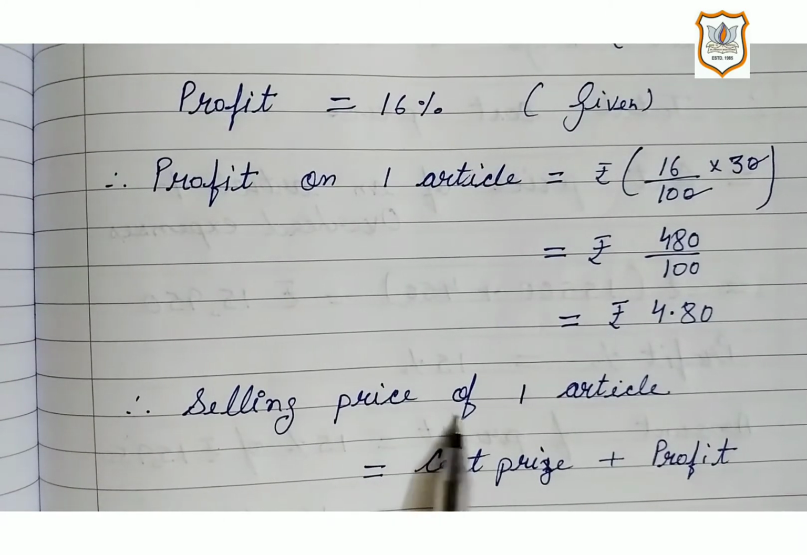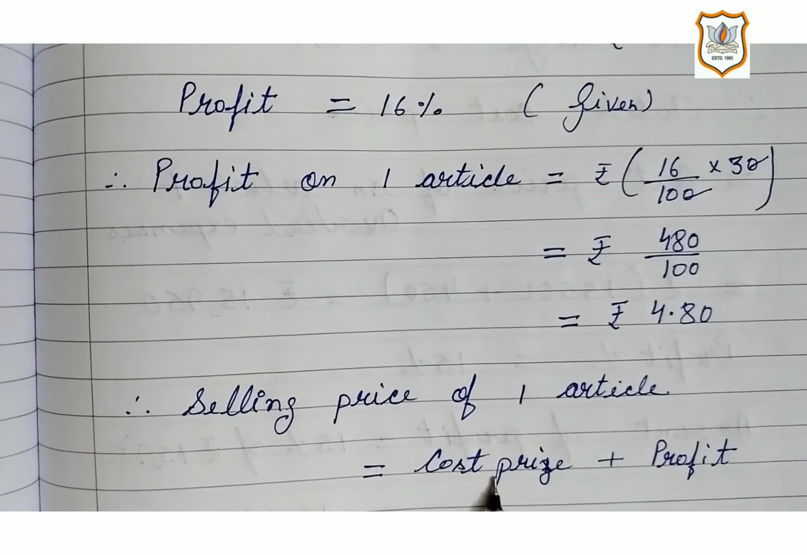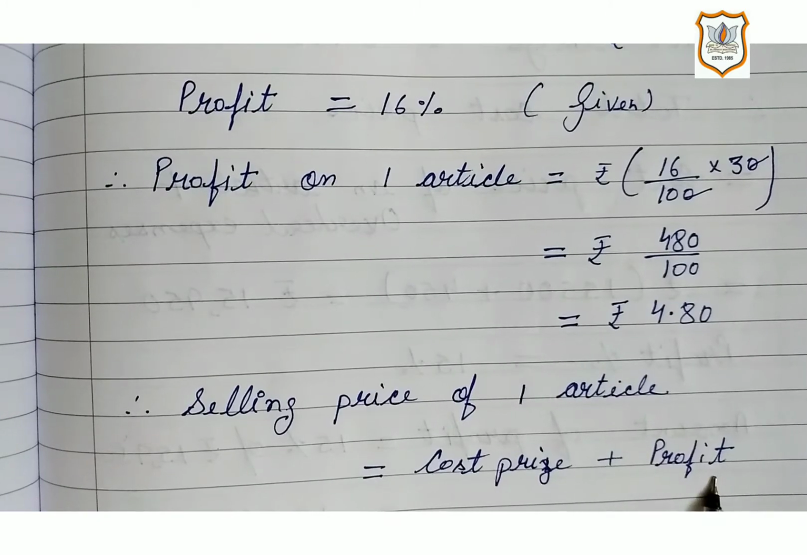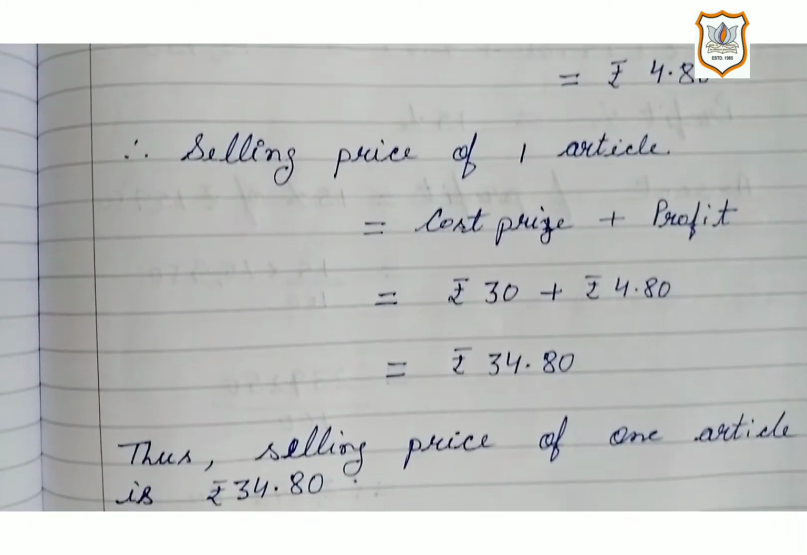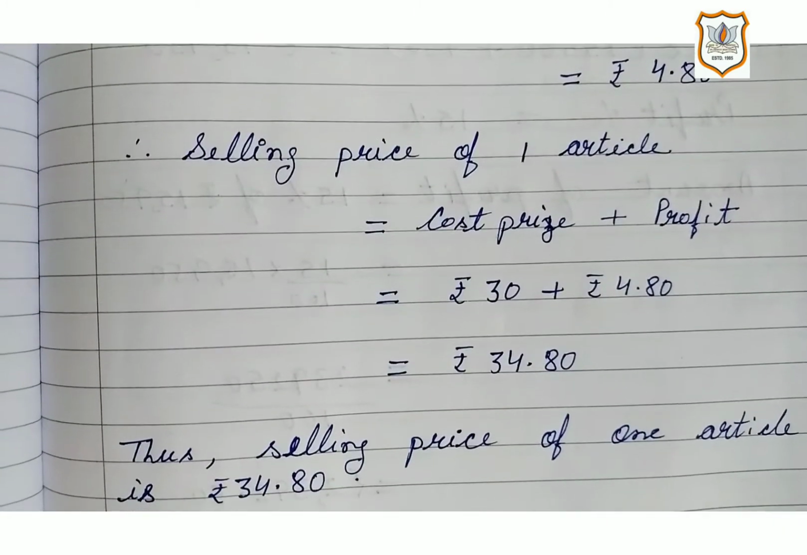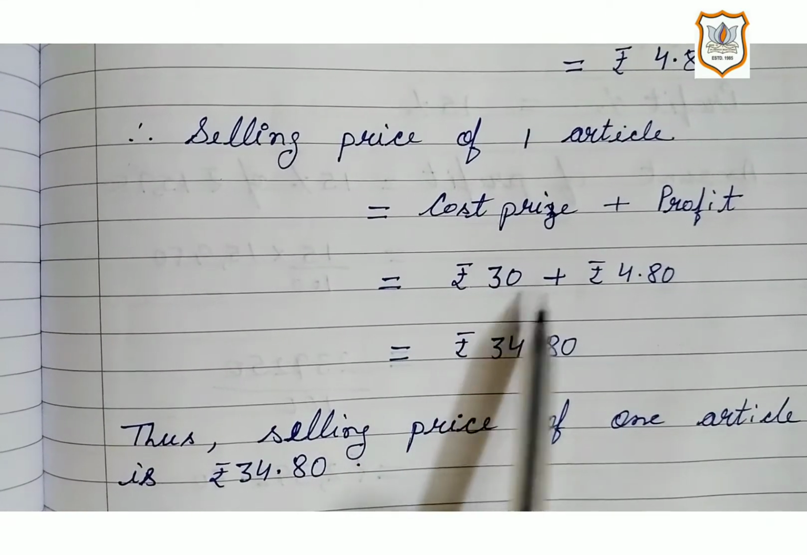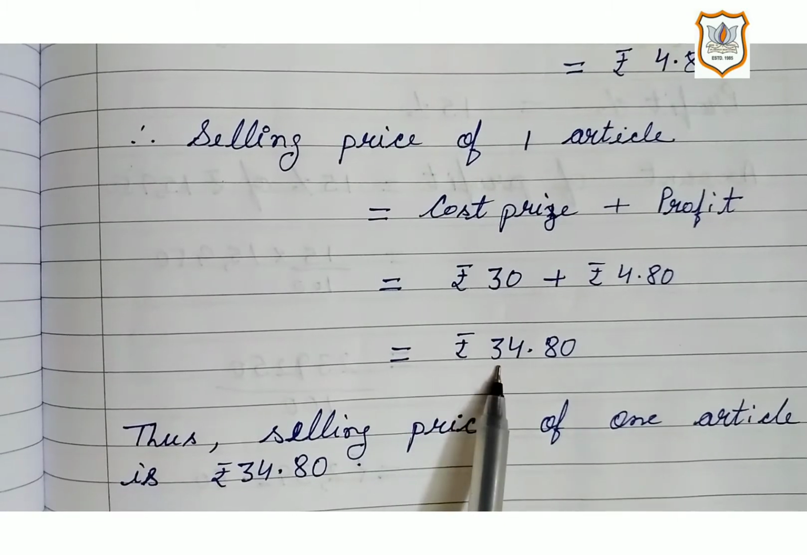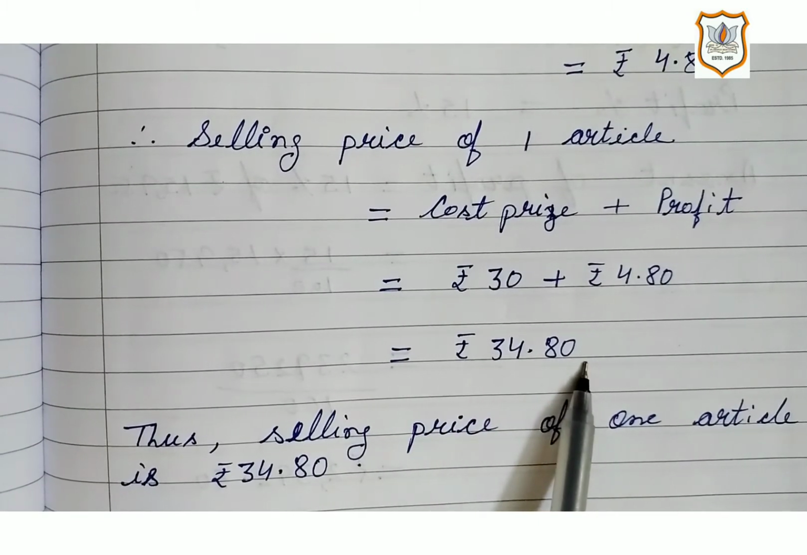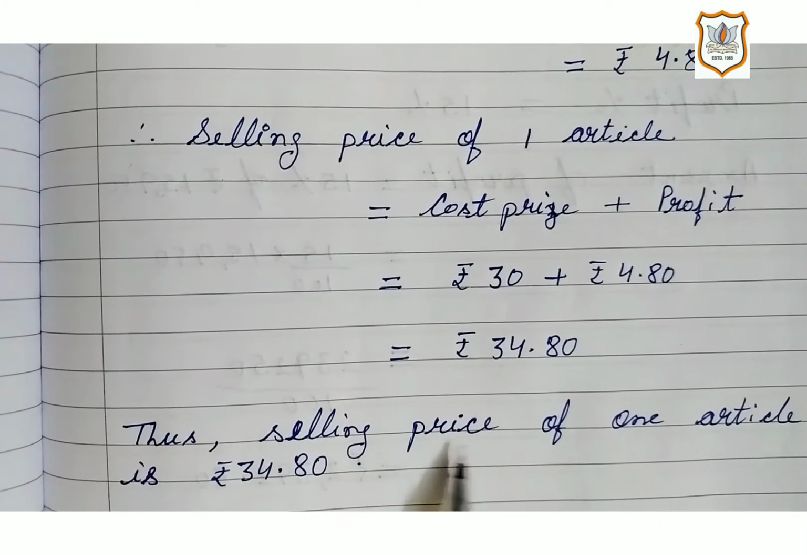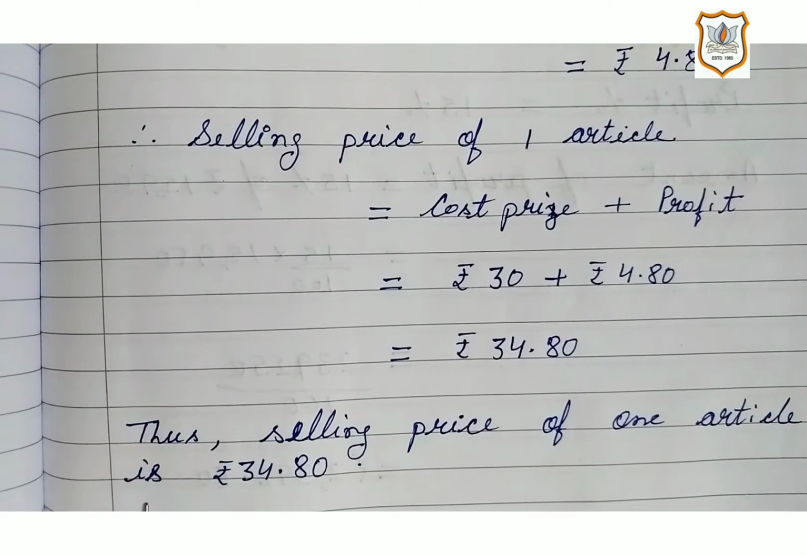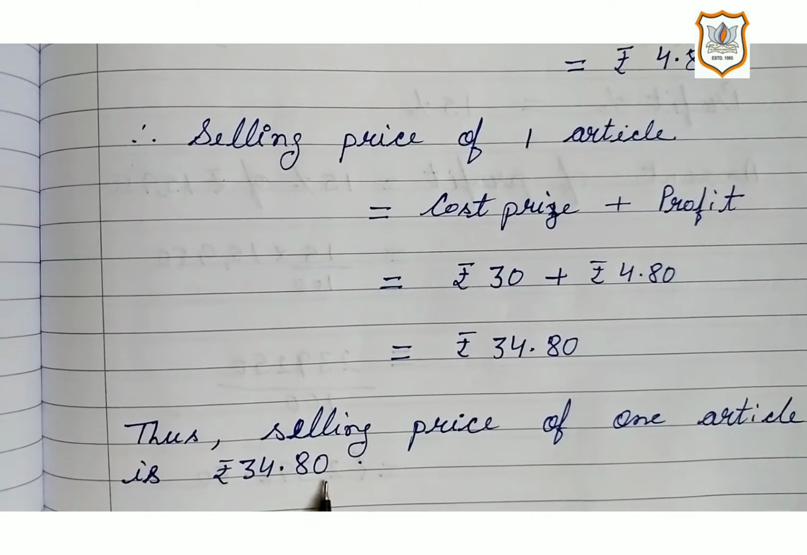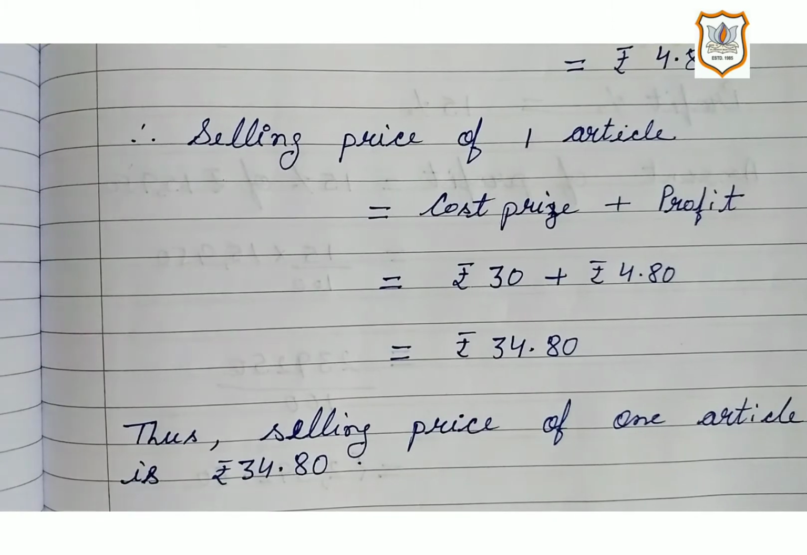Now we will find out the selling price of one article. Therefore, selling price of one article is equal to cost price plus profit. Now we will add rupees 30 plus rupees 4.80 and we get rupees 34.80. Thus, the selling price of one article is rupees 34.80.